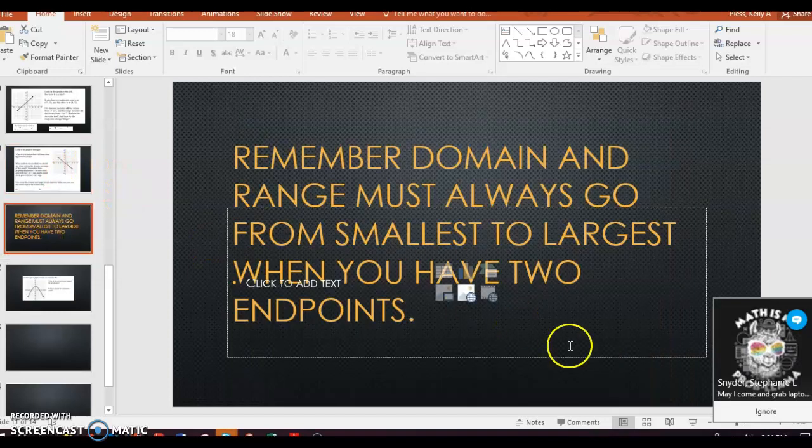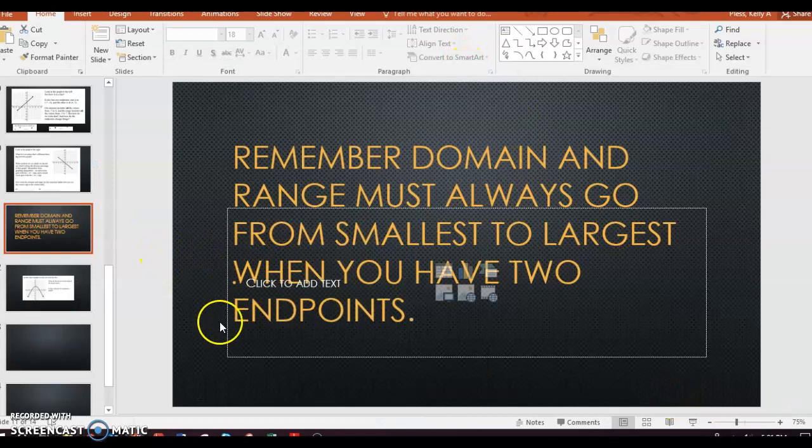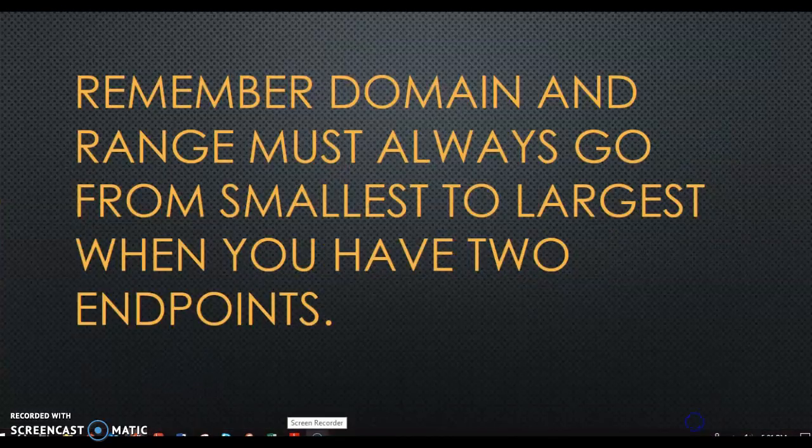But what I want you to do, ignore Miss Snyder, okay? I want you, oh, hey, play that. Okay, remember, domain and range must always go from smallest to largest when you have 2 endpoints, okay? When you're doing discrete, small to big, just like everything else in life, okay?